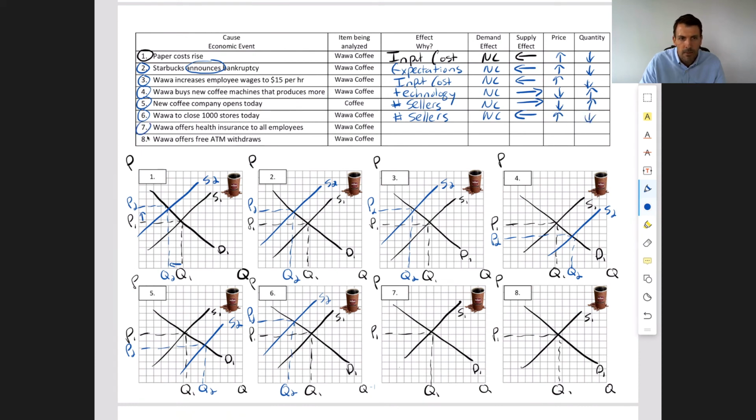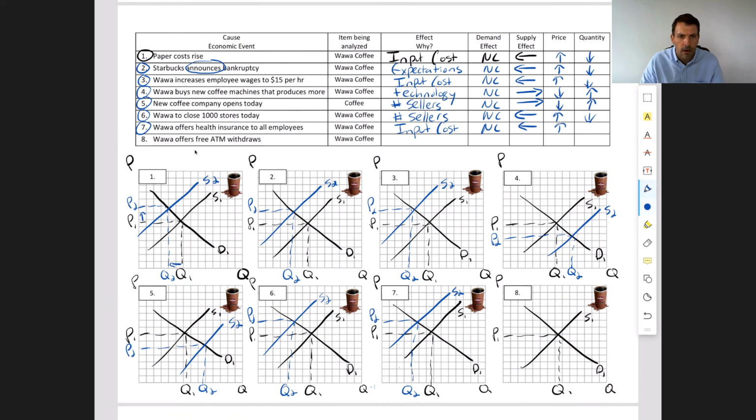Number seven, Wawa offers insurance to all employees. That's another input cost. That would be a supply curve, so no change to demand. Supply would shift to the left. Draw your shift to the left. Price is going up, quantity is going down.